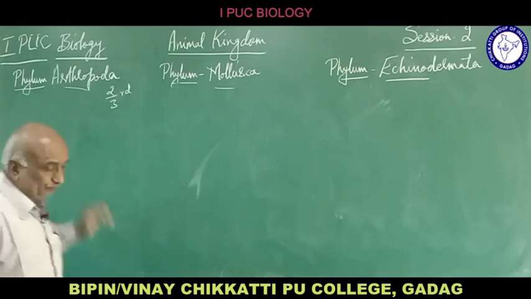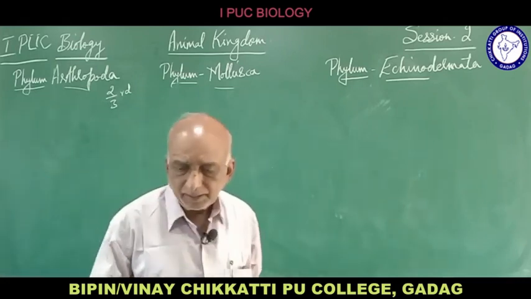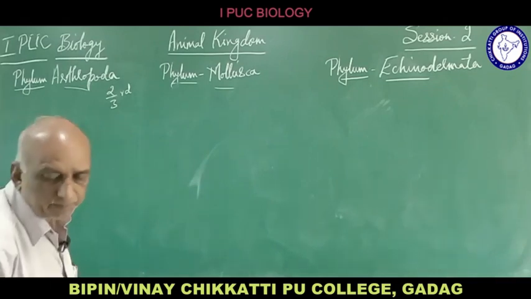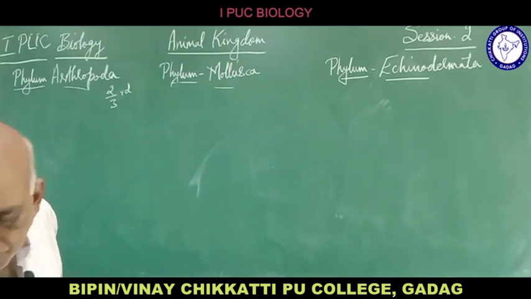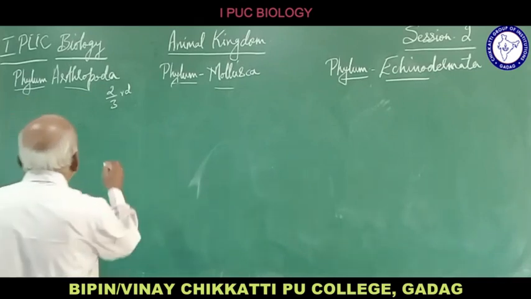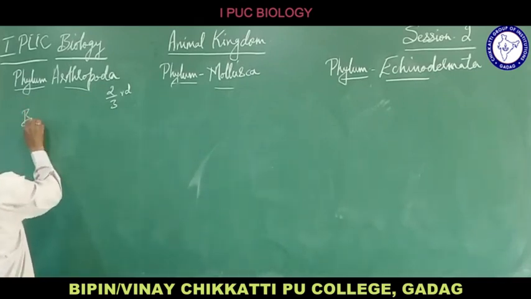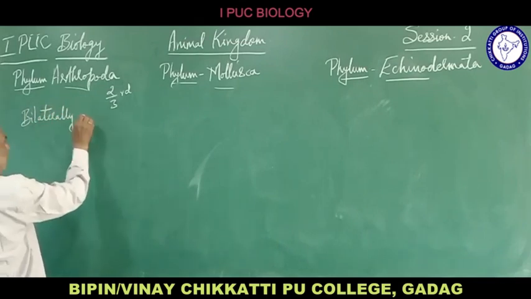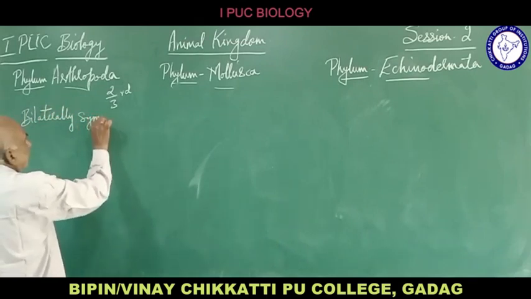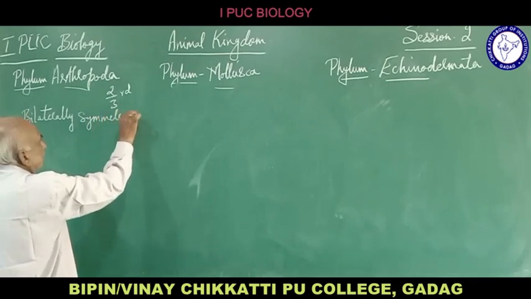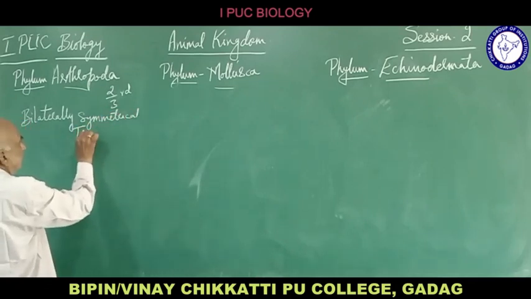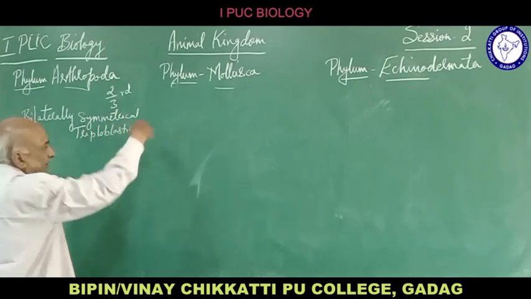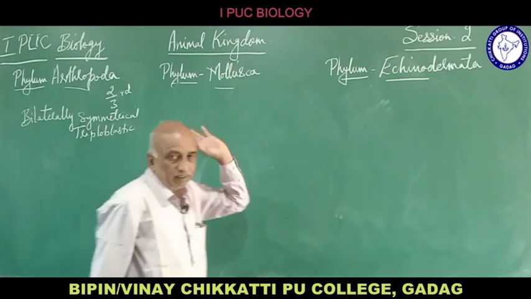Now this phylum Arthropoda includes the largest number of species, and it is also bilaterally symmetrical, just like the previous phylum. So this character continues, and it is also triploblastic. Triploblastic is a common character in all the groups which we study further till the last phylum.